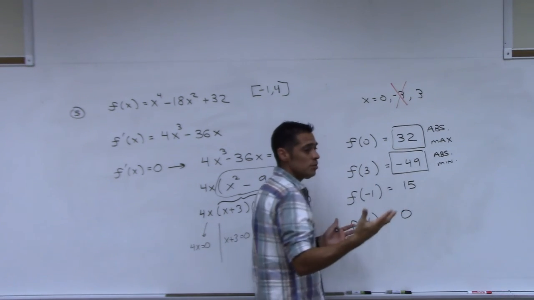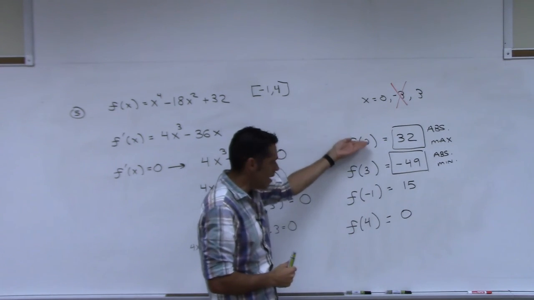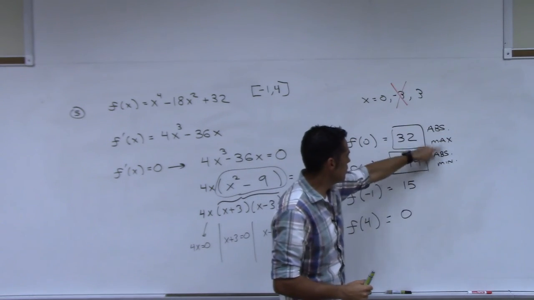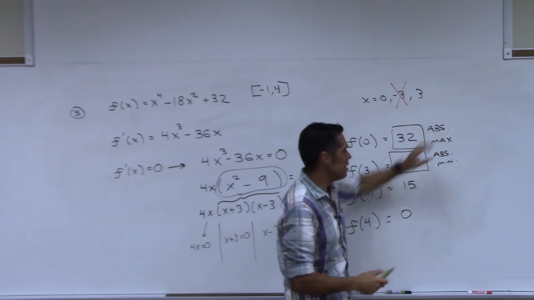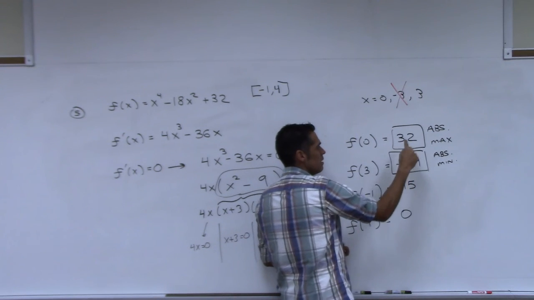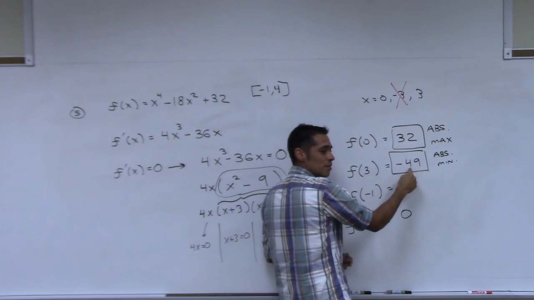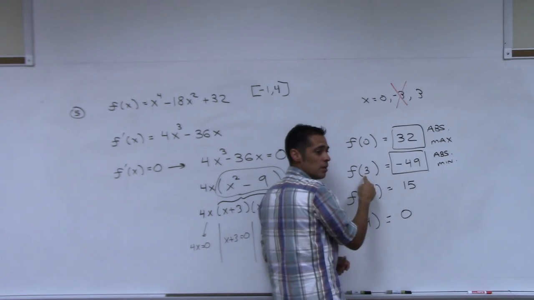So if I were you during the test, here's the way I would do it. I would just write it like this, okay? And then when you get your answers, just next to it write absolute max and min. And see here, you can see everything. The maximum value is 32. It happens when x is 0. Minimum value is -49. It happens when x is 3.